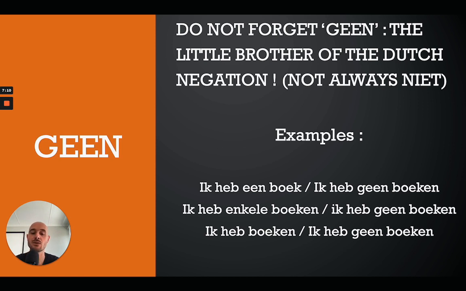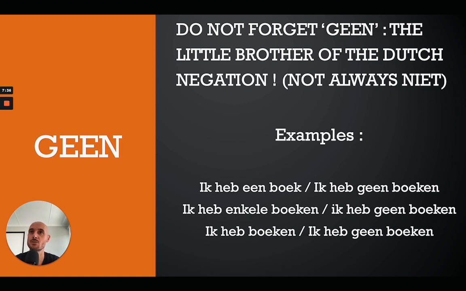Then we go to the second one. Ik heb enkele boeken. I have a few books. Again, indefinite, a few books. Is it 2? Is it 3? Is it 75? Nobody knows. And then the third one, ik heb boeken. I have books. Again, undefined, indefinite, no article in front. So I have books. Can it be 2? Can it be 75? We don't know. So it's undefined, it's indefinite.